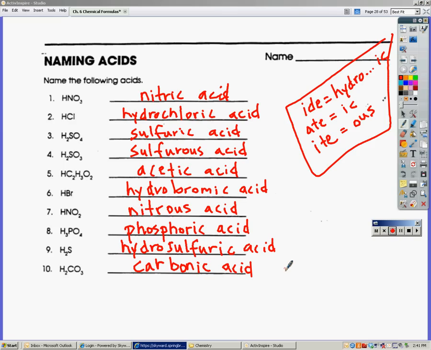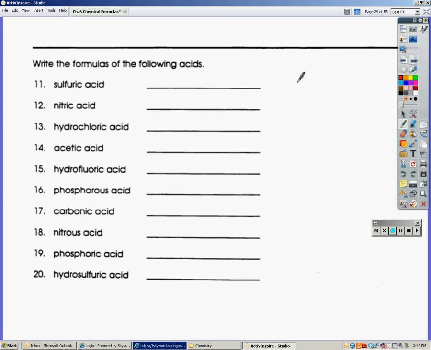Okay, here they are. Check your answers. And also I put over here the 3 main rules, the shortcut version, to help you figure out where these names are coming from. Okay? Then now on the bottom half of this page, you have the names, and so we want you to write the formulas. Remember, when it's an acid, what always comes first is hydrogen. So give these a try, pause your video, give these a try, and then push play again so you can check your answers.